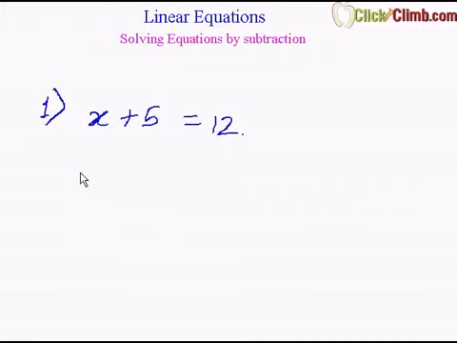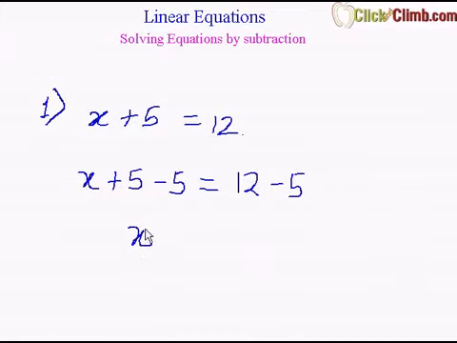So on the left side I write x plus 5 minus 5. The same will be done to the other side, so I have 12 minus 5. Now x plus 5 minus 5 becomes only x, because positive 5 and negative 5 make 0. And on the other side 12 minus 5 is 7. So the solution to the equation is x equals 7. What we should notice here is that we used subtraction, that is minus 5, to solve the equation.